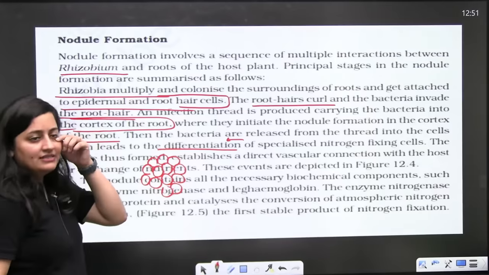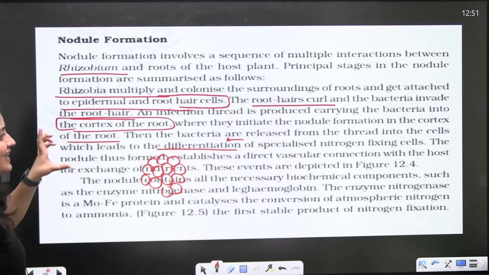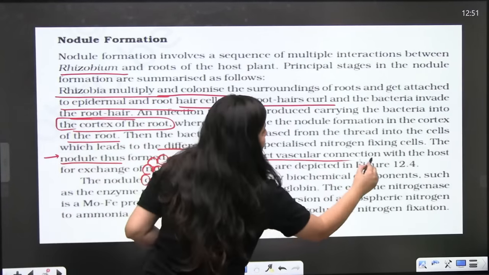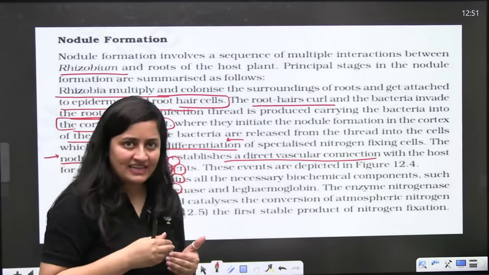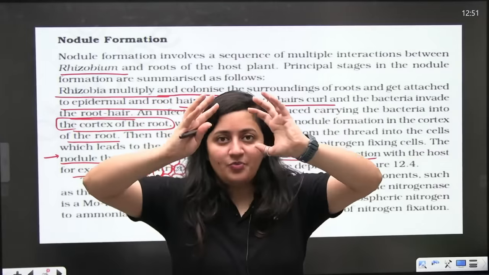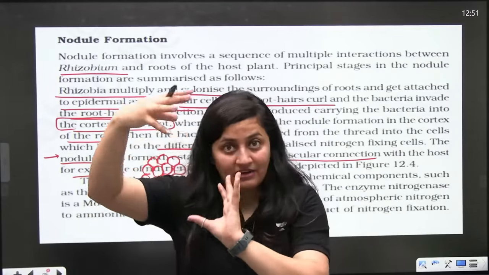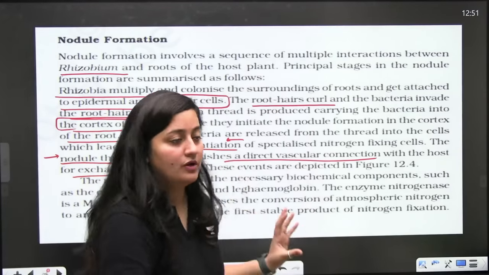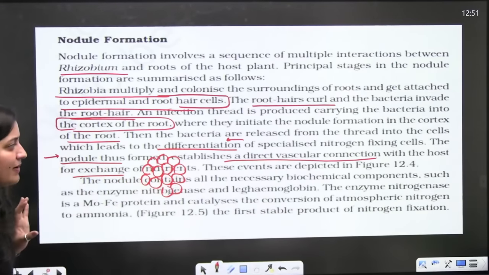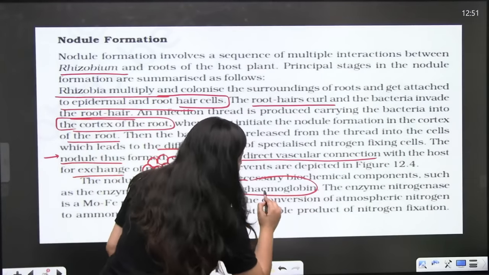Even the bacteria used to release chemicals. It is not like only the root will release, even the bacteria will release. So specialized nitrogen fixing cells will form. The nodule thus formed establishes a direct vascular connection with the host. So ultimately, whenever bacteria come, cortical cells will start dividing again. Some few cells will get differentiated. Now they are the special cells in which nitrogen fixation will be done. That vascular connection will also be established. So, the nodule contains all the necessary biochemical components like the enzyme nitrogenase and even leghemoglobin. So, a question can come from this leghemoglobin.